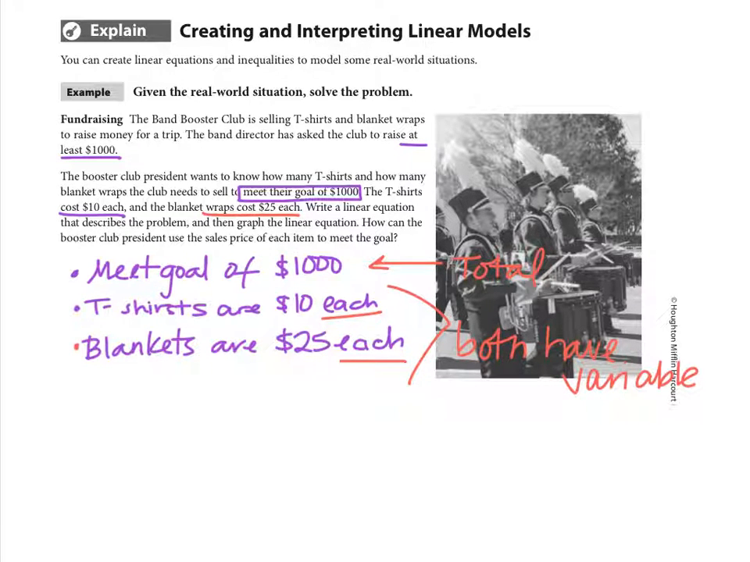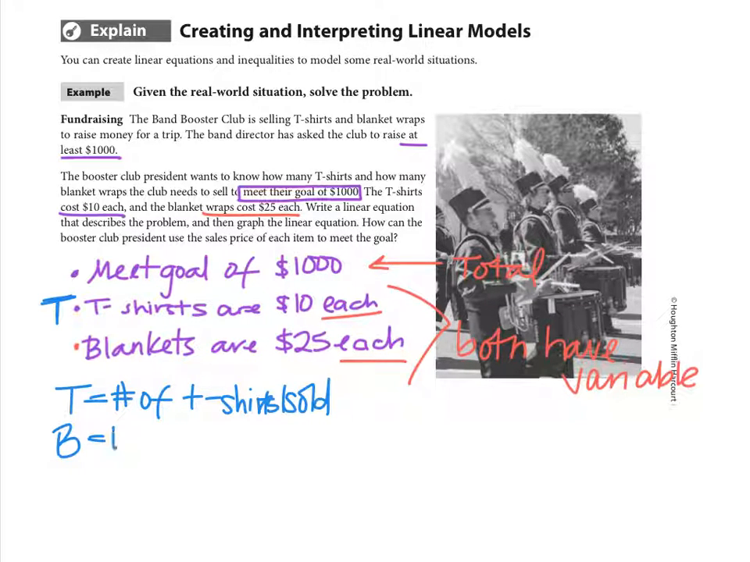Okay, t-shirts, a variable that makes sense for t-shirts is the letter T. So I'm going to say T is the number of t-shirts sold. I cannot spell today, sold. And then B, that kind of makes sense for blankets. So B is going to be my number of blankets sold.